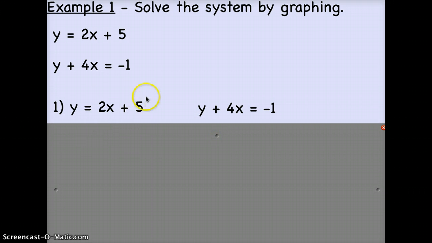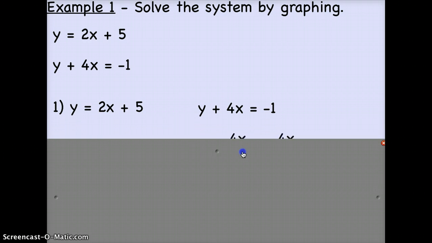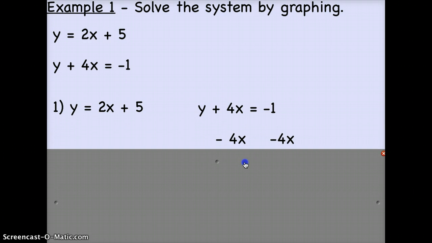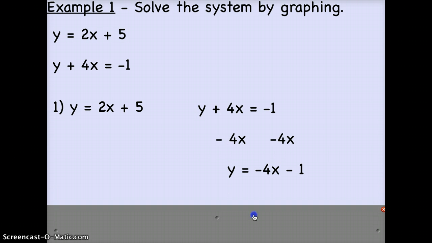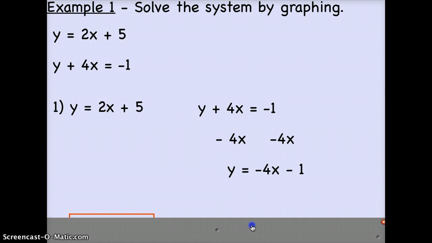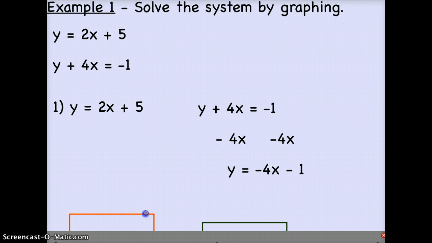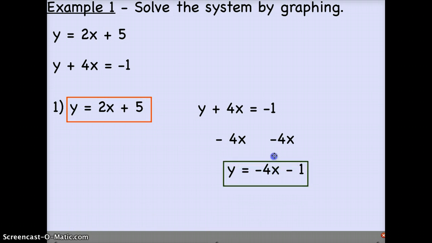So you can see here our first equation is already solved. Here our second one is not, so we will go ahead and take the steps to solve. Start by subtracting 4x on both sides to get y by itself, and that leaves us with y equals negative 4x minus 1. Now we have both of our equations solved for y. So here is equation number 1. Here is equation number 2.